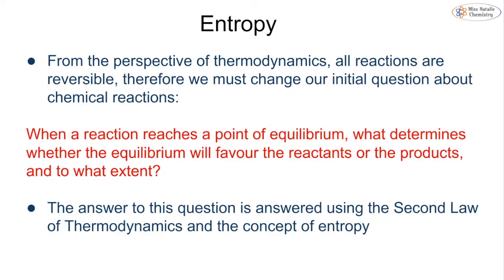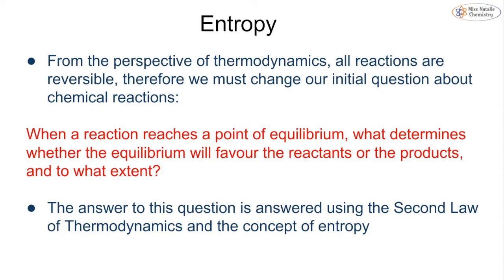So again, now we want to change our question. It's not will a reaction go? It's not what is the position of equilibrium. It's now when a reaction reaches a point of equilibrium, what determines if the equilibrium will favour the reactants or the products? So what will determine to drive the reaction forward or not, and to what extent?